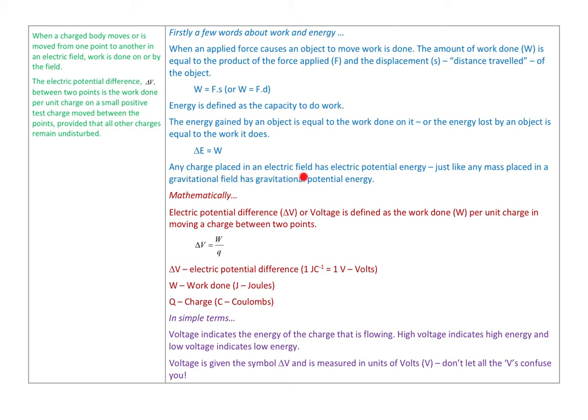Any charge placed in an electric field has electric potential energy, just like any mass placed in a gravitational field has gravitational potential energy. So if we hold a ball up above the ground, that is said to have gravitational potential energy. It has the potential to do work as soon as we let it go. As soon as we let it go, gravity will cause it to accelerate. Because it's accelerating, it will have velocity. If it hits something, it'll have the ability to exert a force on it and cause it to move. So it has the ability to do work. So we can say it has potential energy.